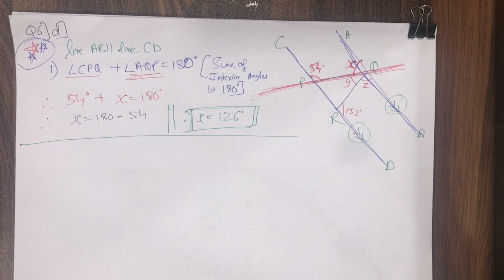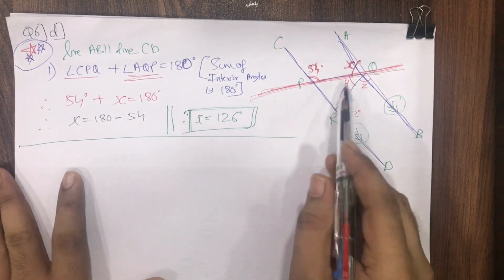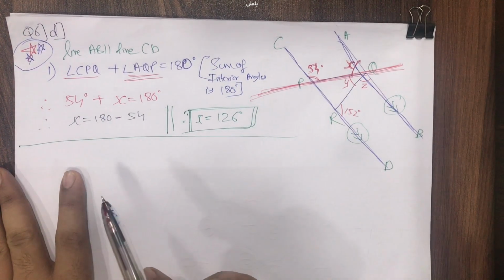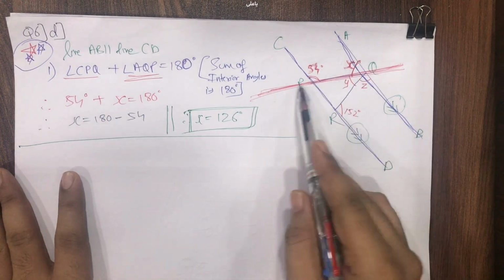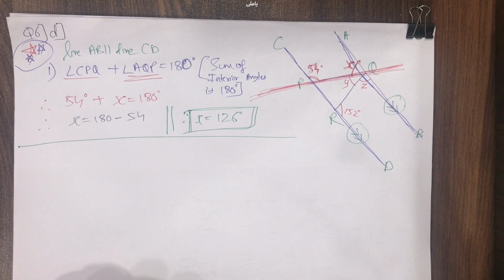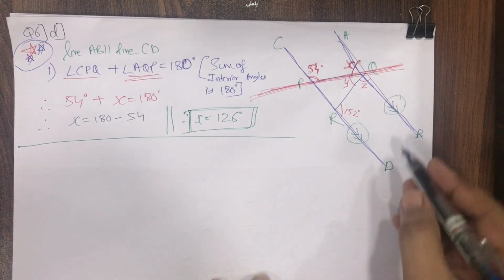Now starting with the second part. As I told you, these two blue lines are parallel. So this X and 54 were the interior angles because we considered this PQ as one of the transversals. Now see here, students. I am highlighting another transversal. See here, please.